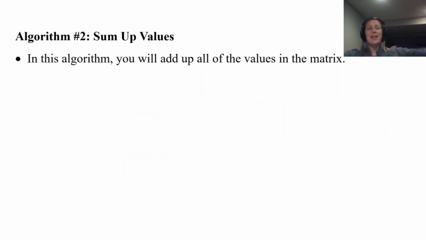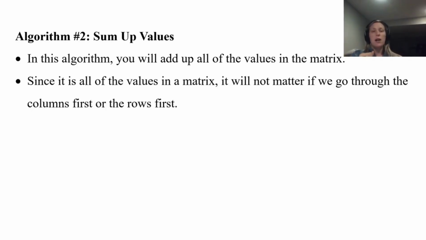Okay. Next algorithm, second of 3. Again, we're only going to go over 3 in these sets of notes, just to kind of practice a little bit. Sum up values. So in this algorithm, you're going to add up all of the values in the matrix. Since you're adding up all of the values, again, it doesn't matter if you go through columns or rows first, either way.